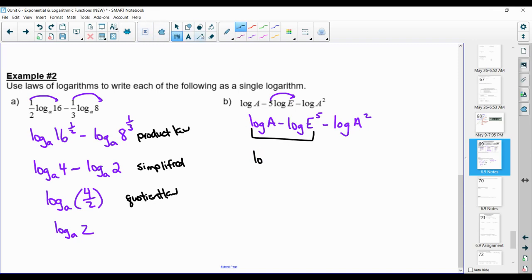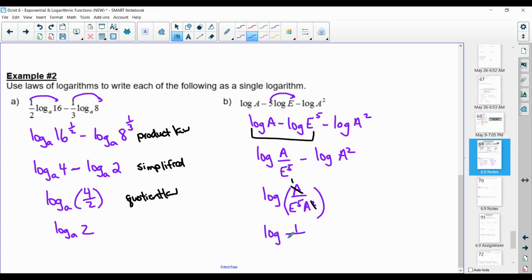So combining these here, we're going to have log of a divided by e to the 5th, minus log of a squared. Again, we're still subtracting, so we can divide by the a squared. That will give us log of a over e to the 5th, and when we divide by a squared, that goes to the bottom. And then we can simplify. So a on the top divides out, we're left with 1, a squared on the bottom. And so rewriting this, I've got log of 1 over a e to the 5th. And there would be our final answer.